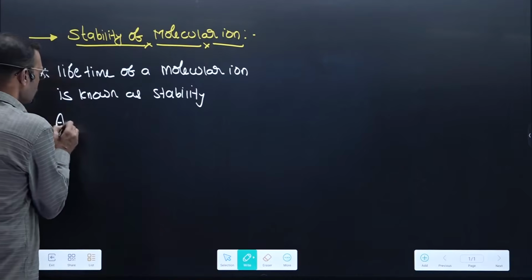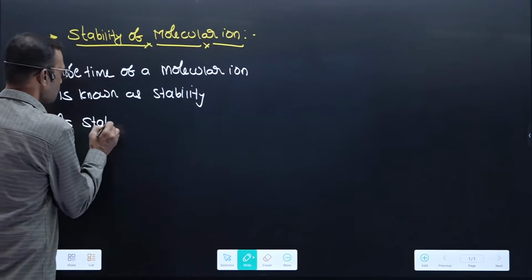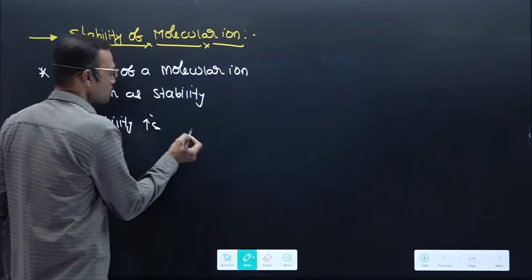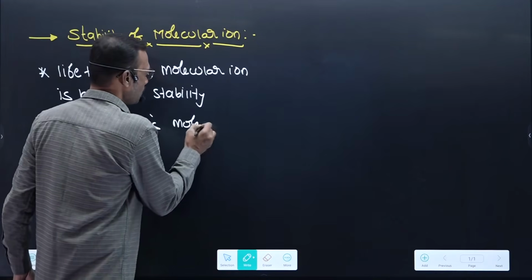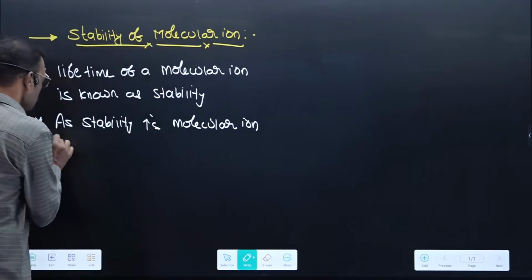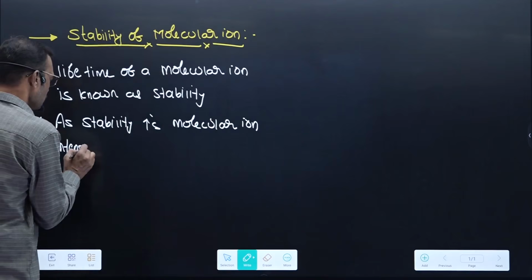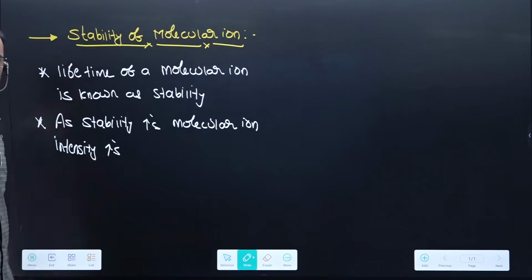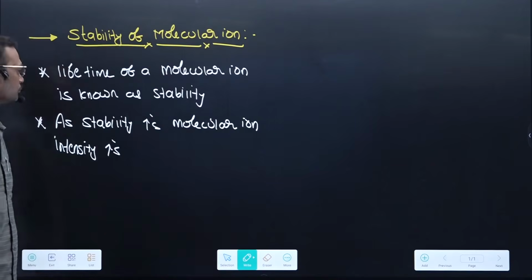As stability increases, what happens to the molecular ion peak? The molecular ion peak intensity increases. A more stable molecular ion will give an intense molecular ion peak.